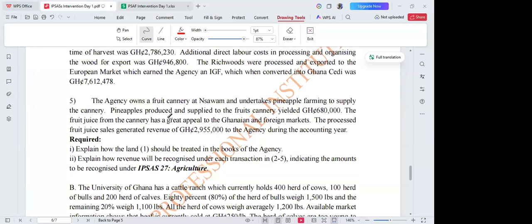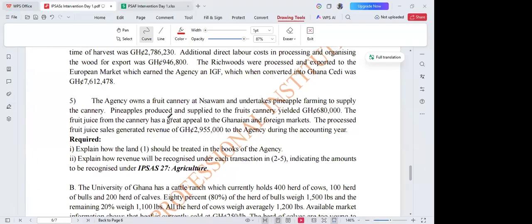7,612,478 Ghana cedis. 5. The agency owns a fruit cannery at Nsawam and undertakes pineapple farming to supply the cannery. Pineapples produced and supplied to the fruit cannery yielded 680,000. The fruit juice from the cannery has a great appeal to the Ghanaian and foreign markets. The processed fruit juice sales generated revenue of 2,955,000 to the agency during the accounting year.